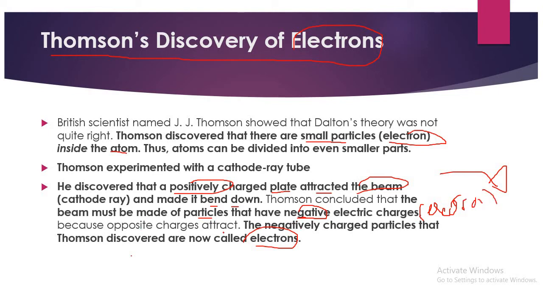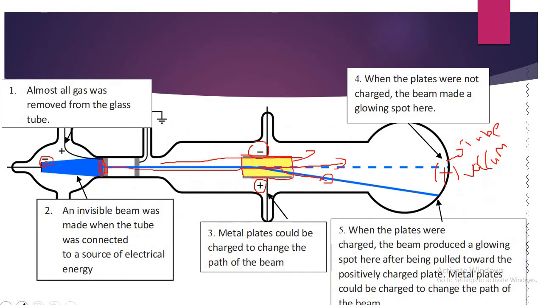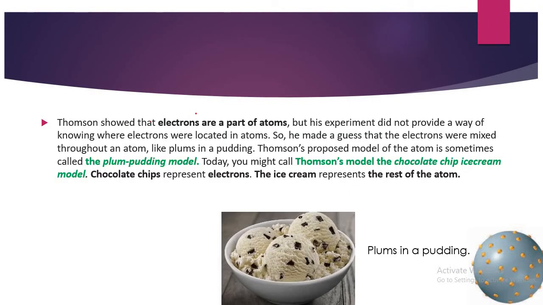Because opposite charges attract. The negatively charged particles that Thomson discovered are known as electrons. Thomson showed that electrons are a part of atoms, but his experiment did not provide a way of knowing where electrons were located in atoms. So he concluded that inside the atom there is a negative charge, which is called the electron, but he didn't know where the electrons were located in the atom.